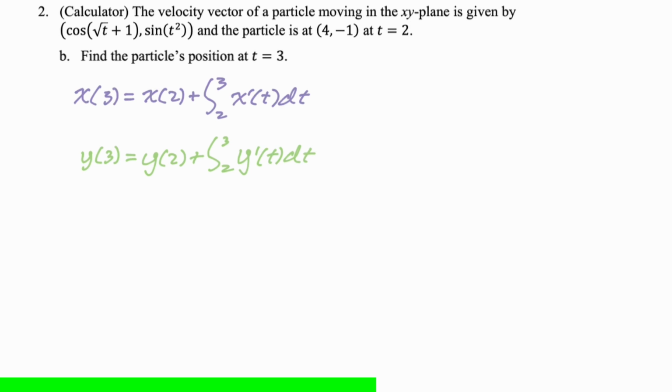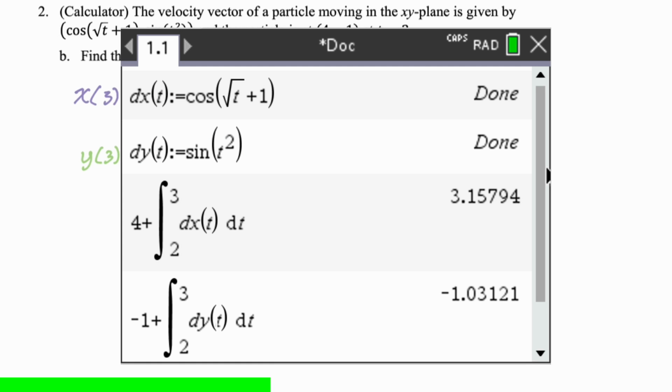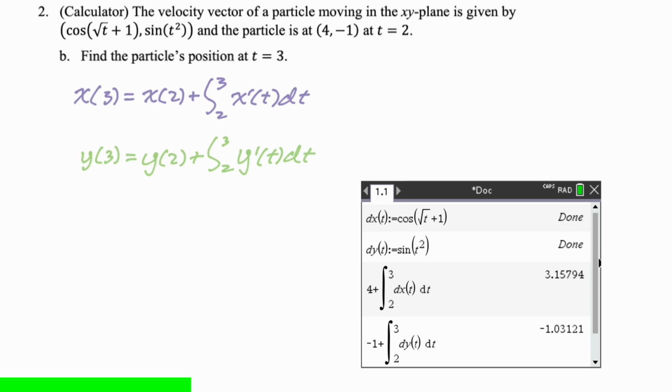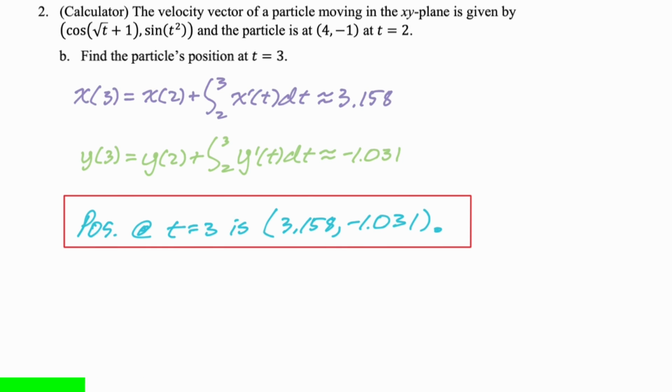For y, it's the exact same thing. y of 3 is y of 2 plus the integral from 2 to 3 of y prime of t dt. I'm going to put up just a screenshot of what I did on the calculator because I've done this so many times now. And then our values are 3.158 and negative 1.031. And I like to write a little sentence just summarizing. So position at t equals 3 is that.